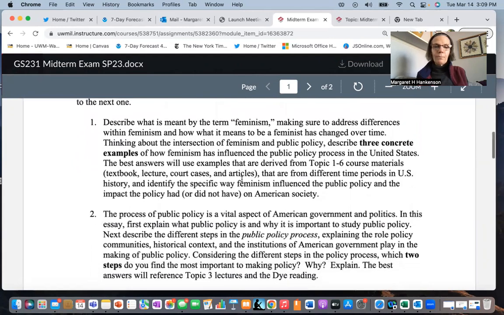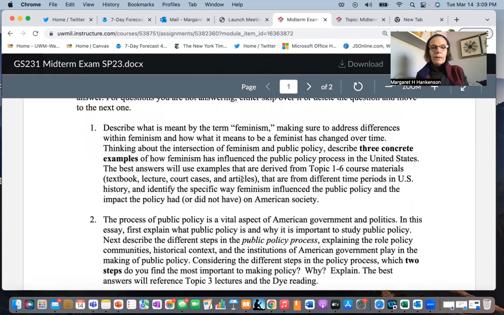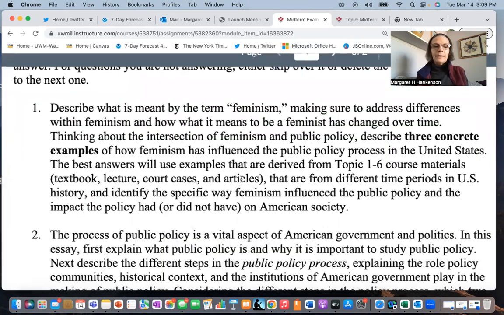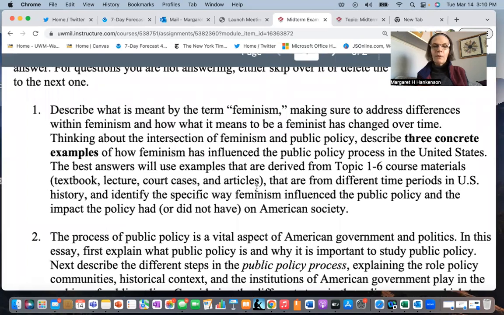Okay, question 1. The first question has to do with describing the term feminist. Okay, it says, describe what is meant by the term feminism, making sure to address differences within feminism and how what it means to be a feminist has changed over time. Then, thinking about the intersection of feminism and public policy, describe 3 concrete examples of how feminism has influenced the public policy process in the United States. And the best answers will use concrete examples that are derived from topic 1 through 6. And the best ones will use examples from the different topics.